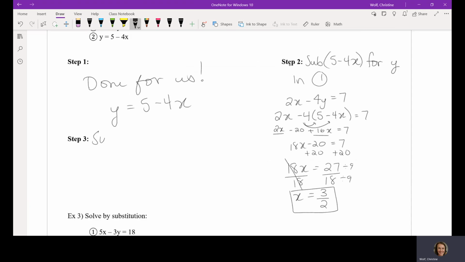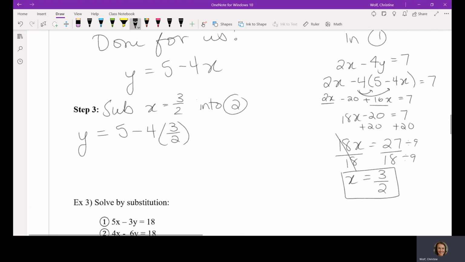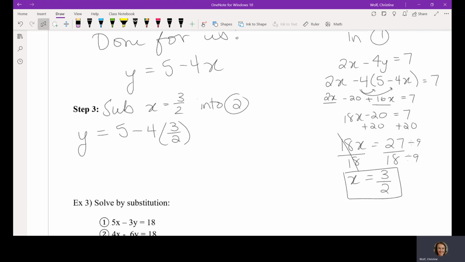So I'm going to sub x equals 3 over 2 into equation 2, because to me equation 2 just looks easier. So y equals 5 minus 4x, but I replace x with that. I know sometimes we panic when we see fractions, when we multiply fractions. Remember that the 4 is over 1. Also, don't go 5 minus 4 first. We never do subtraction before multiplication. So we multiply those together, and that's over 1.